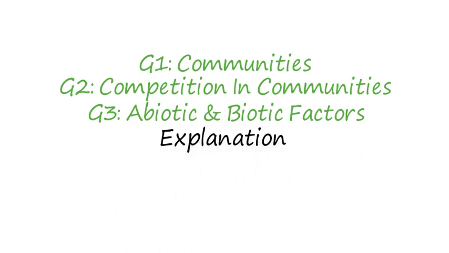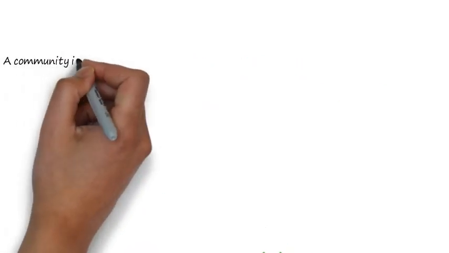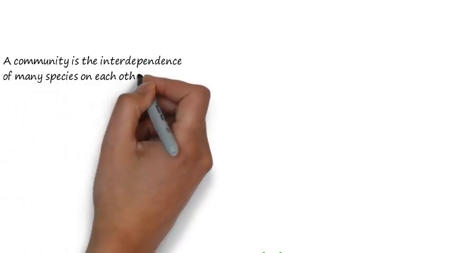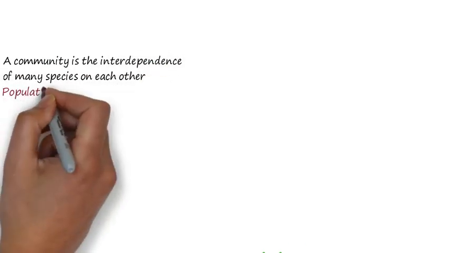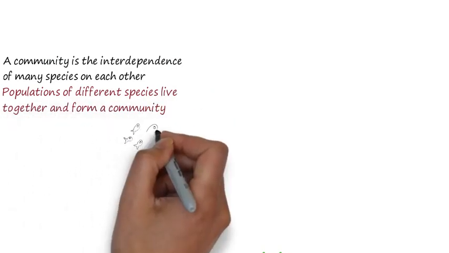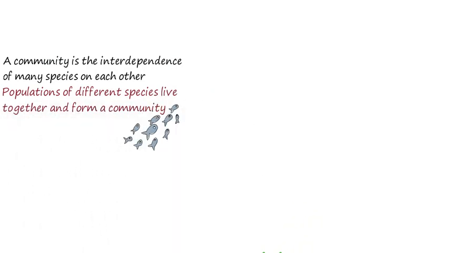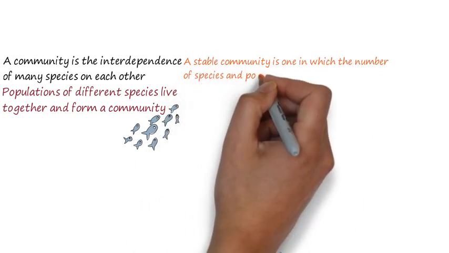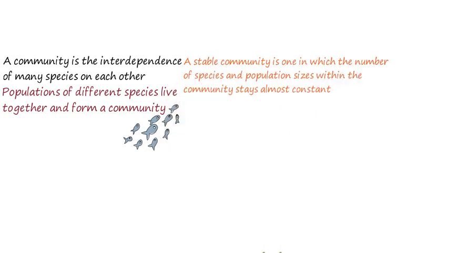A population of a species will always live in a wider community. A community is the interdependence of many species on each other. So populations of different species live together and form a community. These species rely on each other for things such as food and shelter. A term often used to describe a community is stable.